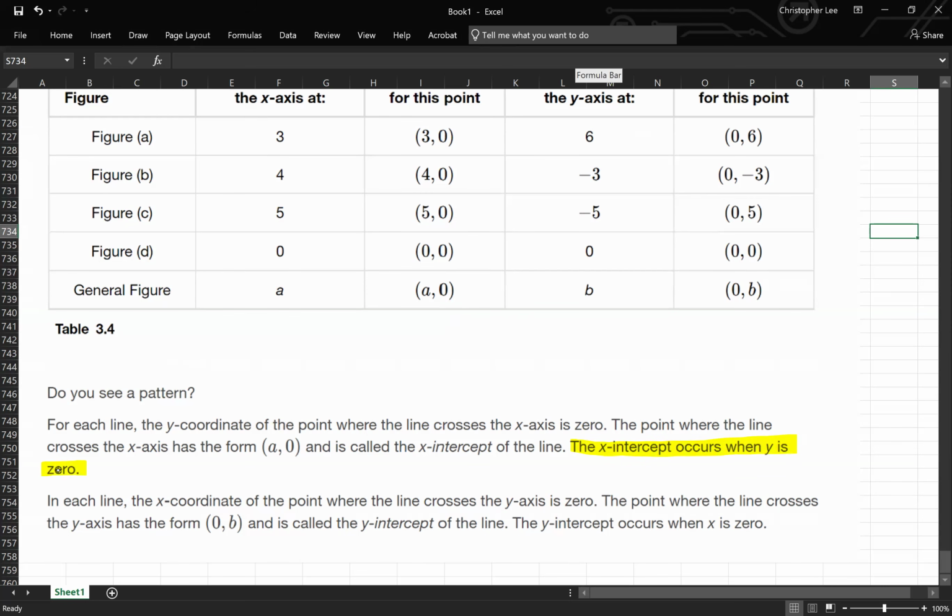In each line, the x-coordinate of the point where the line crosses the y-axis is 0. The point where the line crosses the y-axis has the form 0 comma b and is called the y-intercept of the line. The y-intercept occurs when x is 0. All right. Questions on this?